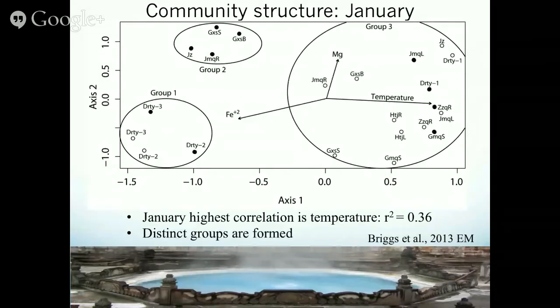This is a non-metric multidimensional scaling where samples that are really close to each other have similar or very closely similar microbial taxa within that particular site. Ones that are very far apart from each other had very different microbial taxa. This is all based off of the PhyloChip detected taxa. In January, we found three very nice distinct groups.